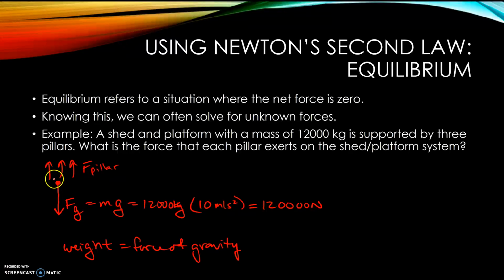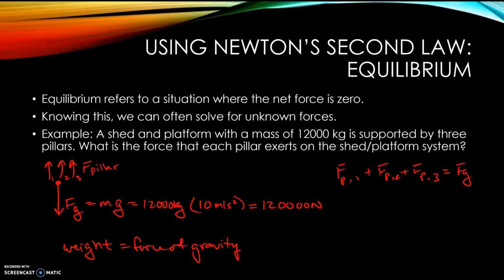And as I said, we have 3 pillars, maybe pillar 1, pillar 2, and pillar 3. And it's not accelerating. The shed and the platform will be stationary. It's not going to accelerate. It's going to have a constant velocity of 0. And so what has to happen is that the sum of these 3, I'm going to call this maybe force of pillar 1 plus force of pillar 2 plus force of pillar 3, the sum of these 3 upward forces has to equal the weight.